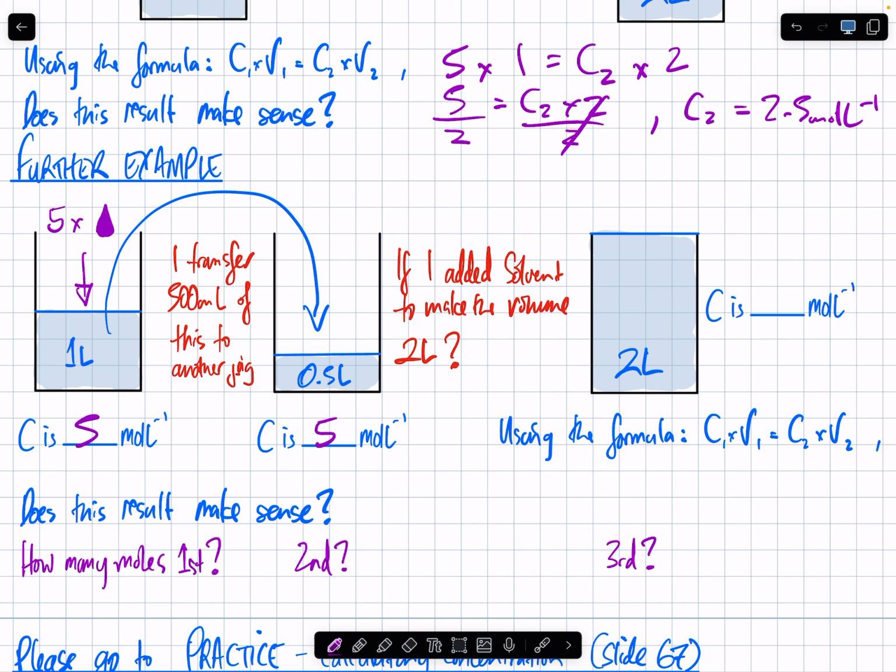Let's do the maths. Using the formula, the concentration it started off with was 5, sorry. It was 5 times by half a liter equals, I don't know what the new concentration is, but what did I increase the volume to? 2. What's 5 times 0.5? 2.5 equals C2 times by 2. What's the opposite of timesing something by 2? Dividing by 2. So C2 is going to be 1.25.